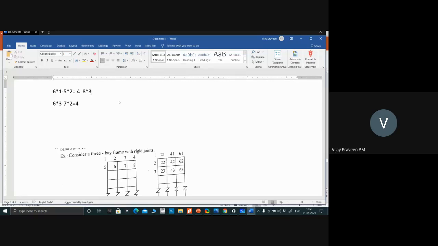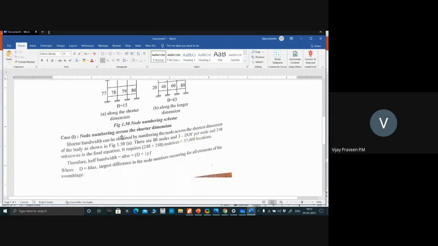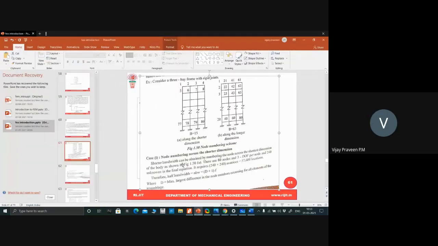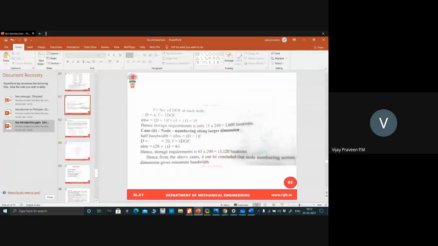The mic is muted. 8 into 3 into 7 into 4. How much does it become? 4. So that means the maximum difference is 4. Correct now? So therefore, what does the bandwidth become now? The bandwidth is (D plus 1) into F, where D is 4. Suppose you consider 3 degrees of freedom. Therefore, 4 plus 1 into 3, what is the total bandwidth? 15. So the bandwidth becomes 15.